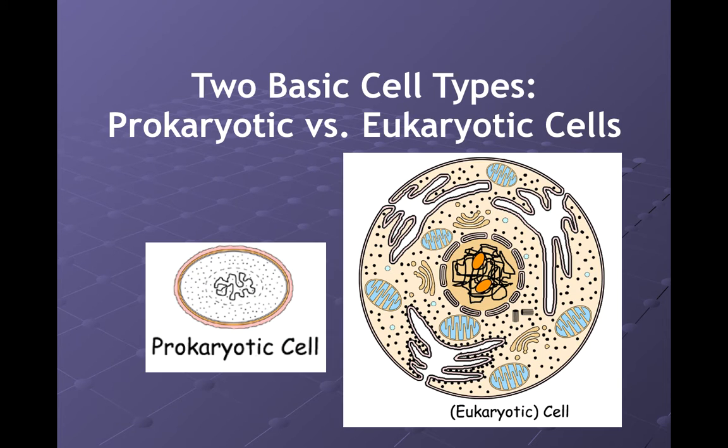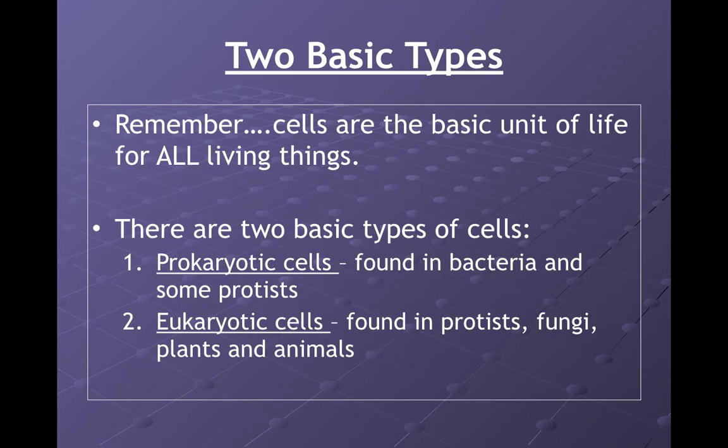So there are two basic types of cells that we're going to talk about: prokaryotic and eukaryotic cells. Remember, cells are the basic units of life for all living things. We have prokaryotic cells, which are found in bacteria and some protists. Then we have eukaryotic cells, which are found in protists as well, fungus or fungi, plants, and animals.